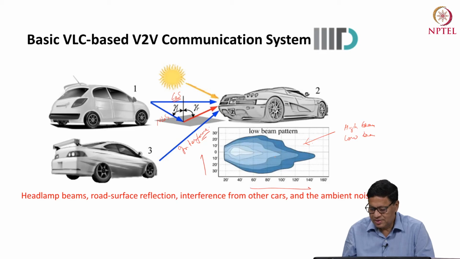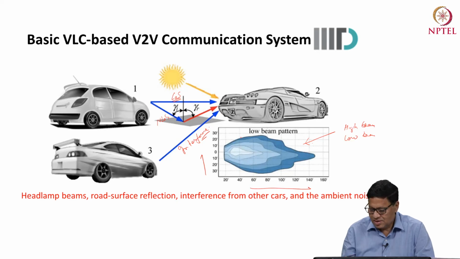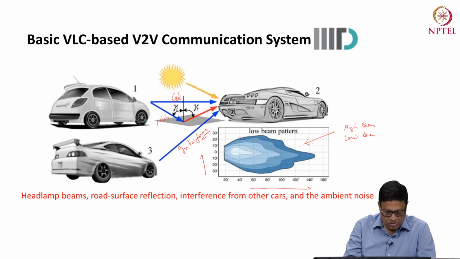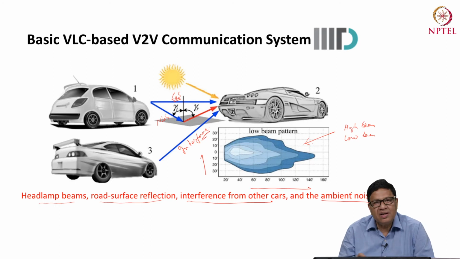So this is a typical low beam pattern. The high beam is also similar to this. Only thing, it illuminates a longer distance of the road. So headlamp beams, road surface reflection, interference from other cars, and the ambient noise one needs to consider while analyzing a vehicular-to-vehicular communication system.